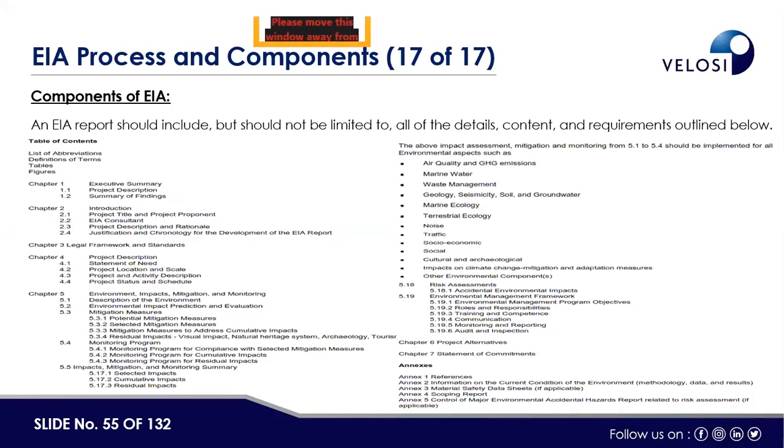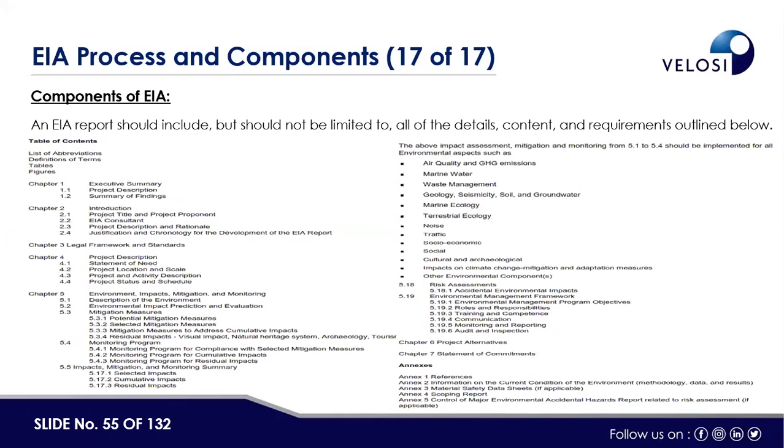So here I want to explain this section again. For example, if we are going to explain air quality and GHG emission, then in this section we have to mention the description of the environment. Then under air quality and GHG emission, we have to mention environmental impact prediction and evaluation. Under air quality and GHG emission, we have to mention mitigation measures. It will be the potential, the selected, and the mitigation measures to address the cumulative impact. Then after implementation of the mitigation measures, what will be the impacts?